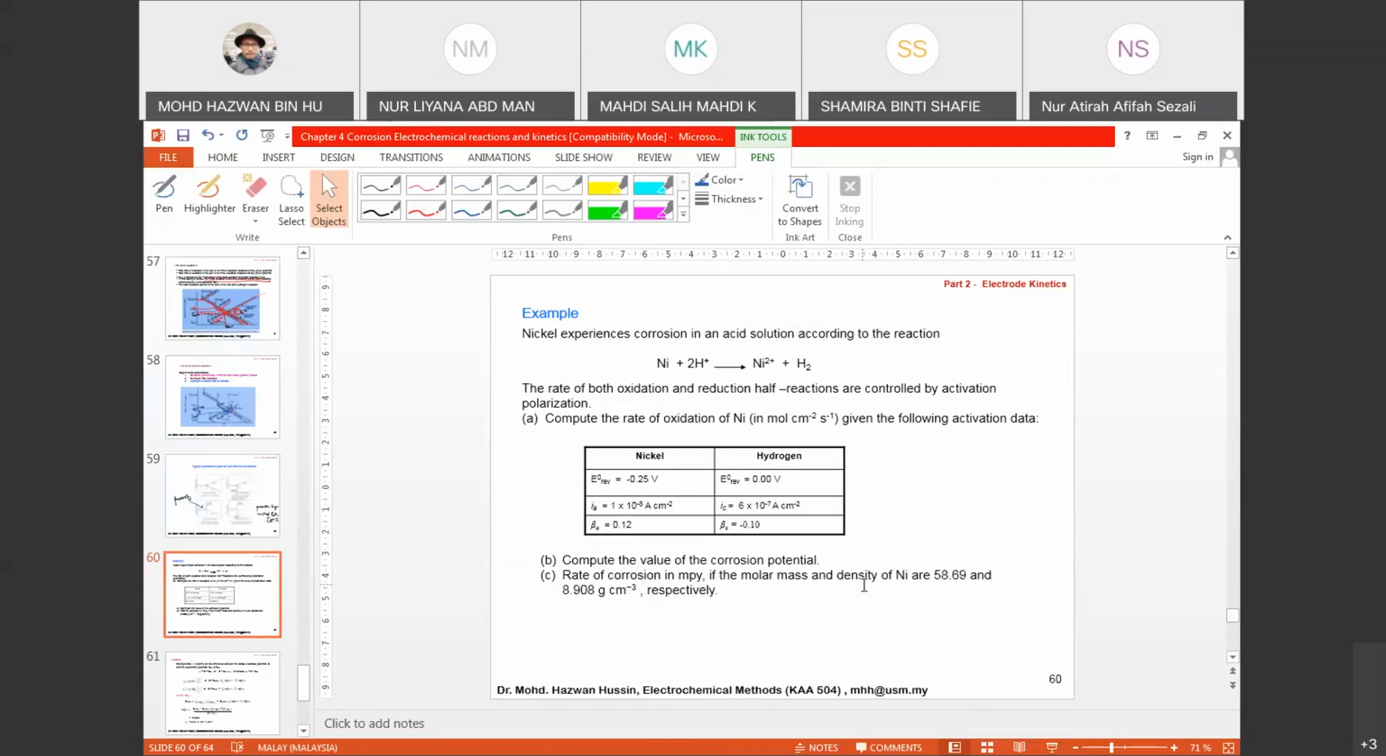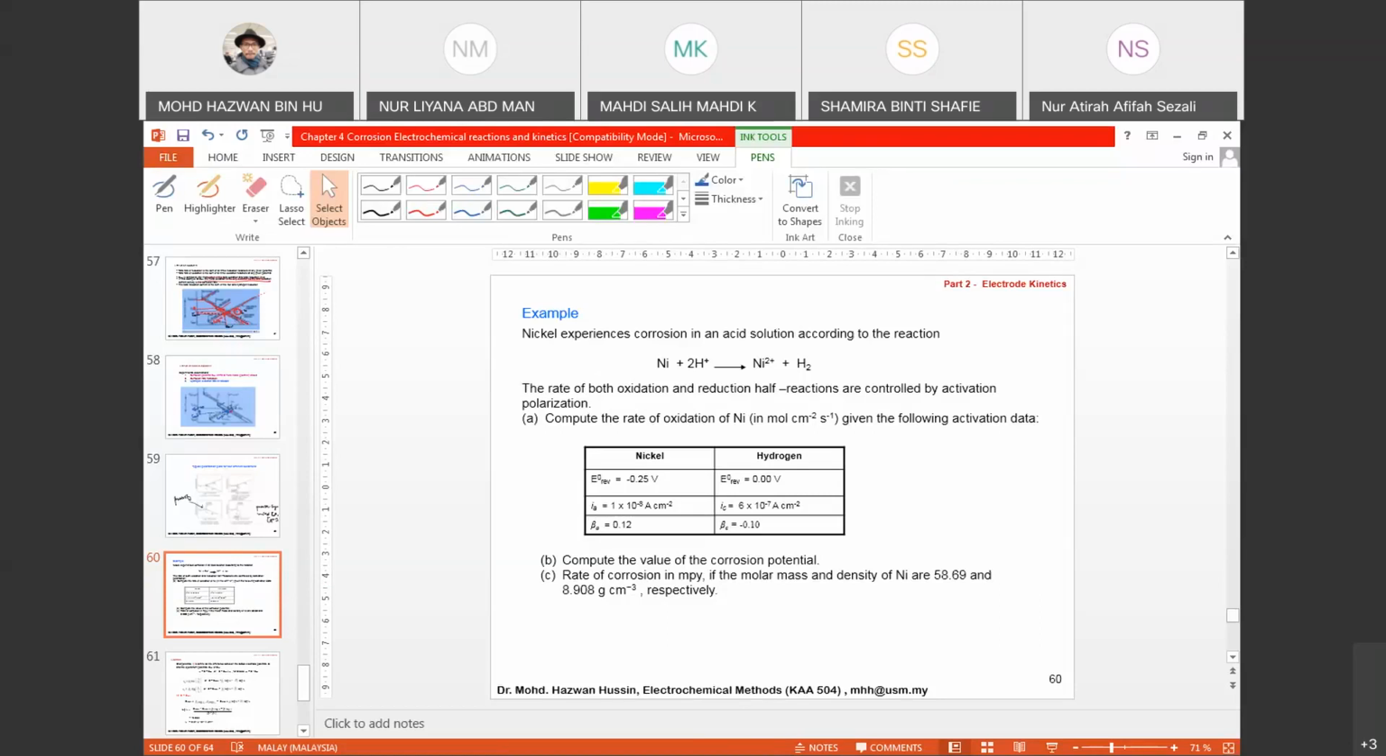In this example, nickel experiences corrosion in acid solution according to this reaction: nickel plus acid will form nickel 2 plus with hydrogen gas. The rates of both the oxidation and reduction half reactions are controlled by activation polarization. The first question: compute the rate of oxidation of nickel given the following activation data. You are given the standard potential for nickel and the standard potential of hydrogen, the anodic current density of nickel and cathodic current density of hydrogen, and the beta A and beta C values.